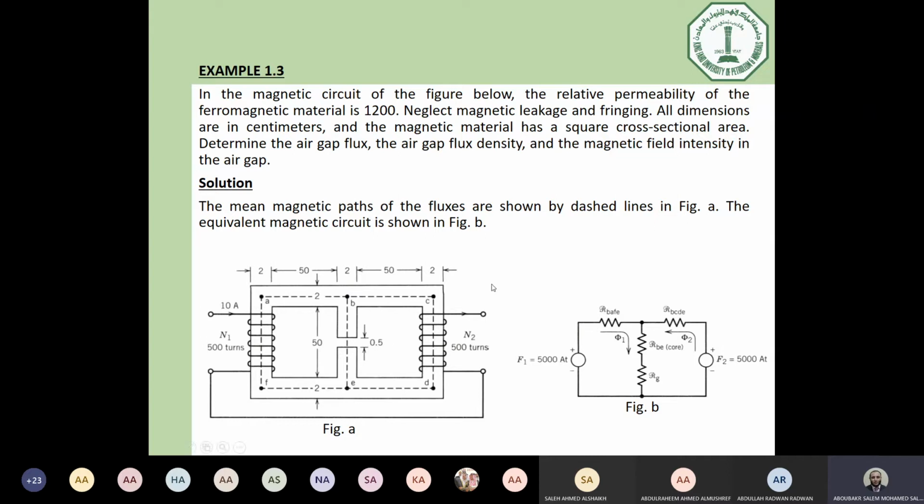Doctor, please. If phi1 is different from phi2, how can we calculate the flux in the air gap? Don't care about the flux in the air gap or the core. Now we converted the magnetic circuit to electric. Use the circuit analysis. After using circuit analysis and getting phi1 and phi2, start looking for the air gap. You can see here the air gap, the flux which is moving here is the sum of the two fluxes. So the sum of the two fluxes, phi 1 and phi 2, is the same as the flux in the air gap. Okay?